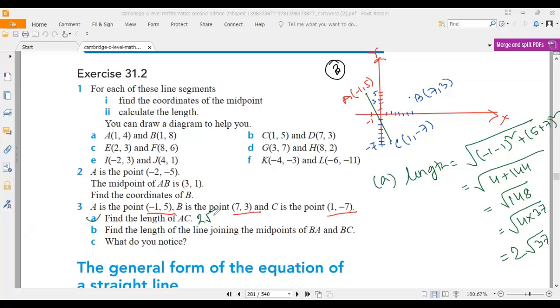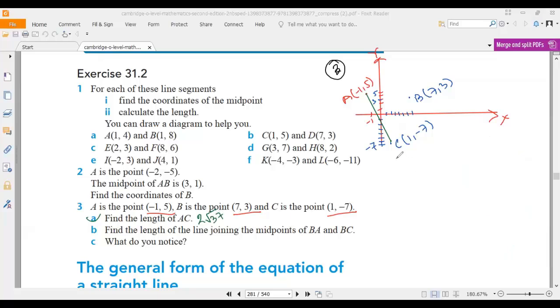Now question number B. Question B says find the length of the line joining the midpoints of BA and BC. So if I want to draw BA, this is BA. Now we need to find out the midpoint. So the midpoint will be in any point, we can say this point or that point. So how can you find out the midpoint?